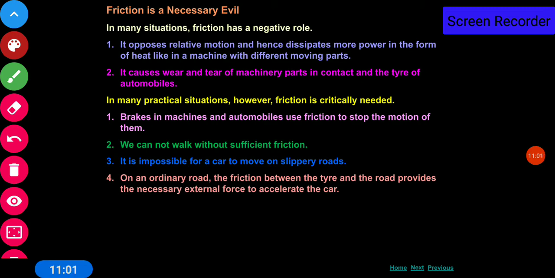So, in this way we can say that friction is a necessary evil, meaning it is required but also disadvantageous. In some cases friction is very necessary, so we have some advantages of friction, but in some cases we also have disadvantages of friction.